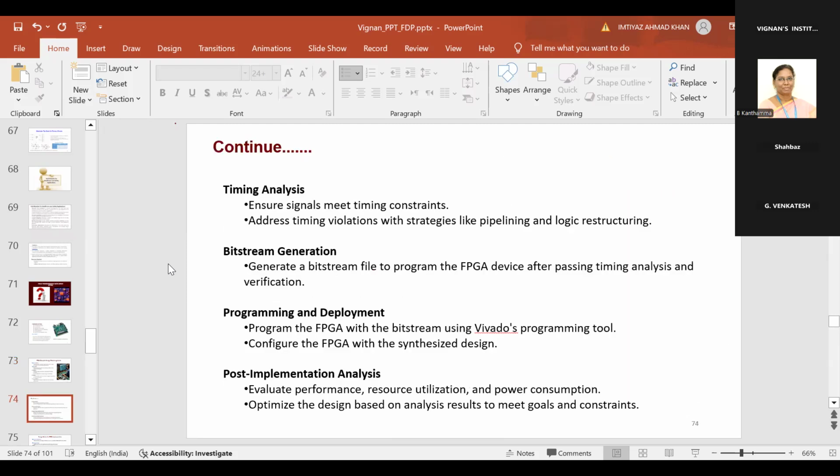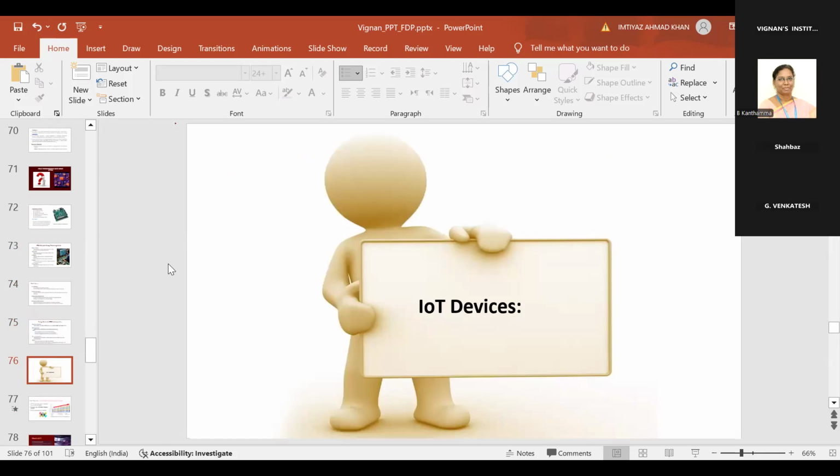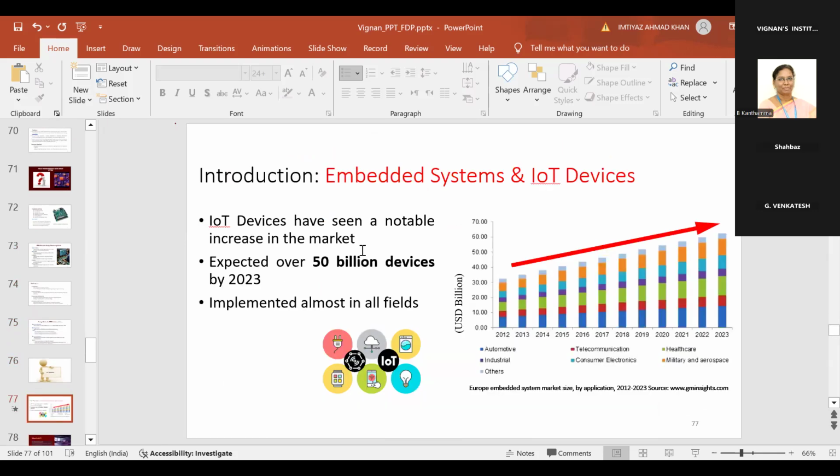This is the whole flow of Vivado, and IoT devices are also used for ternary applications. This is used for the latest ternary applications. I will explain that because of less interconnection, you can use ternary applications.